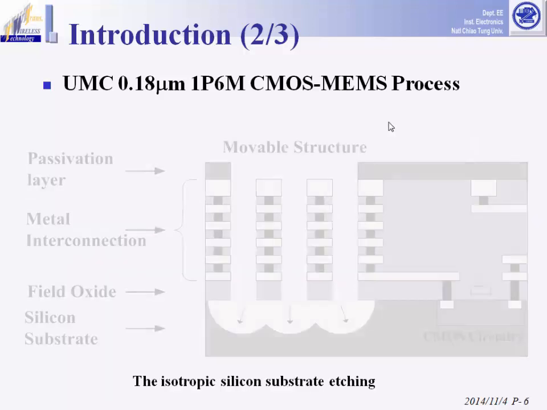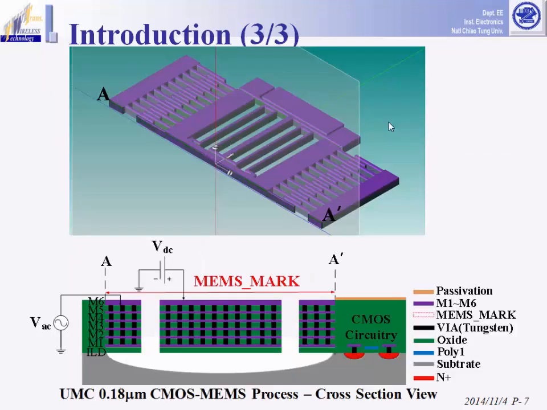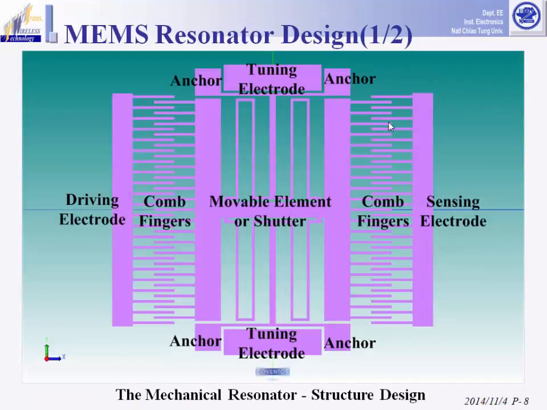protection. And finally, the resonator body will be released by the isotropic substrate etching and become a movable structure. All these processing steps complete inside the fab without any post-processing like wet etching in the laboratory. Therefore, high SoC integration and mass production could be achieved through this standard process. And these figures illustrate the CMOS MEMS process and the electrostatic actuation by the cross-section view of the proposed resonator design. So now we move on to the mechanical resonator design.